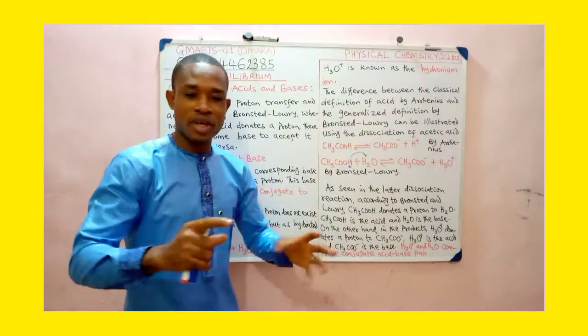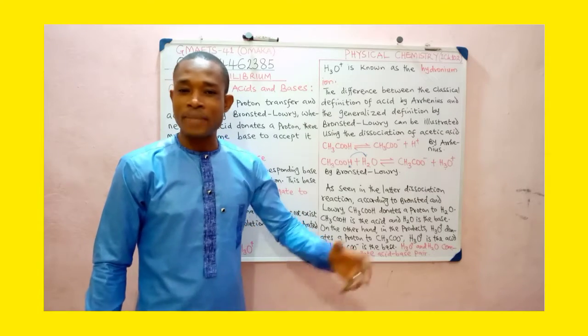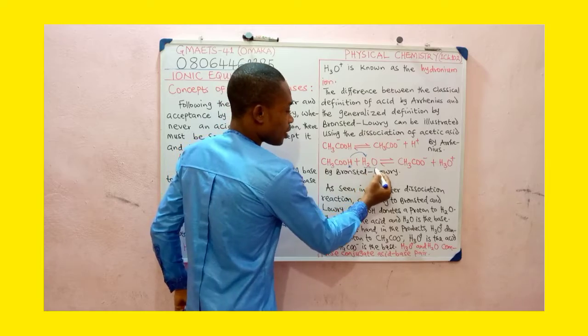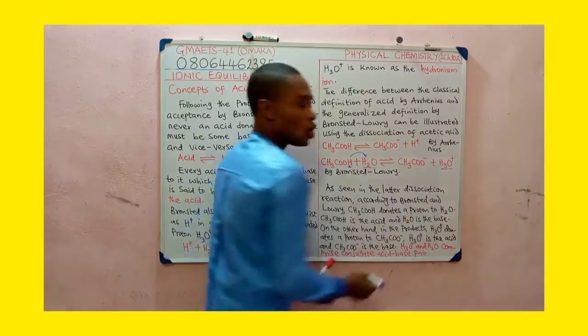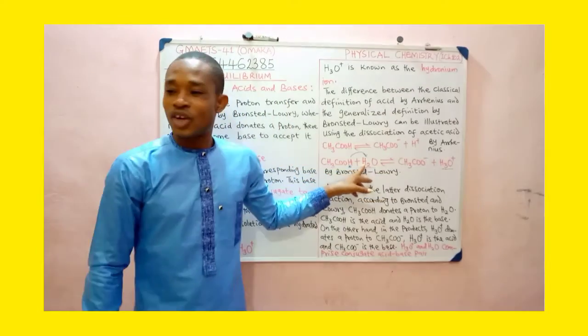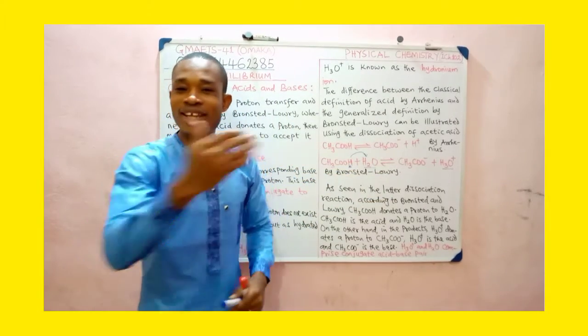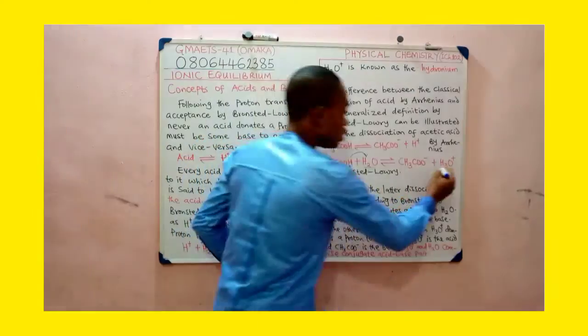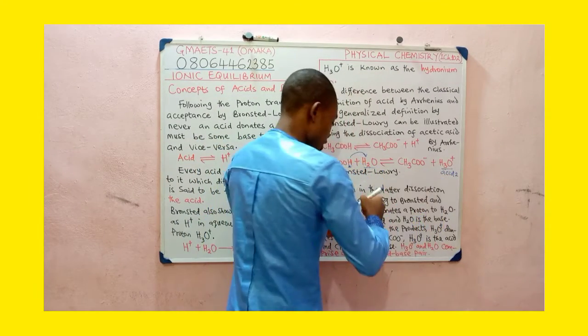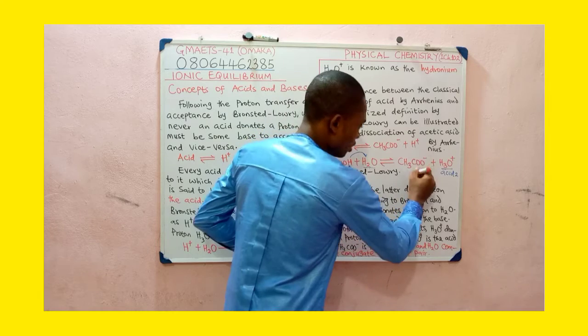So, how do we now pick our conjugate acid and base pair? Now watch and see. This water and hydronium ion will form our conjugate acid-base pair. I'm going to write this as acid. Let this be acid 2. Let this be base 2.